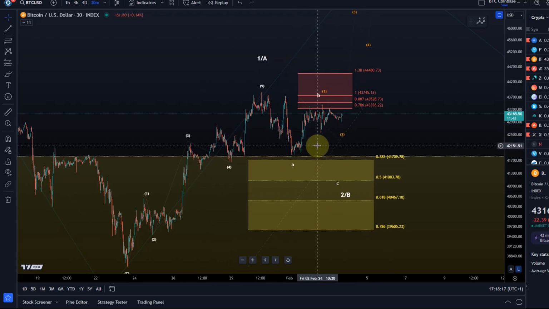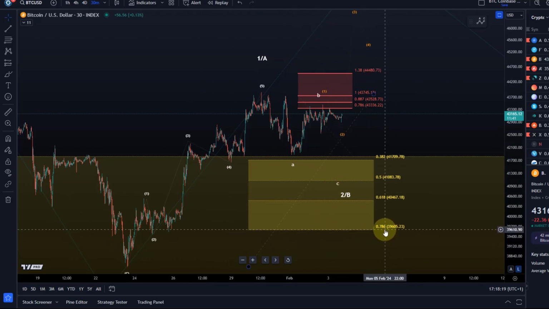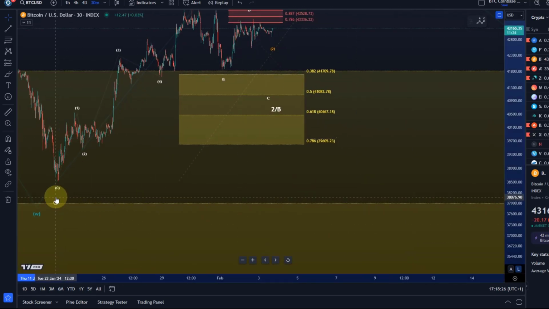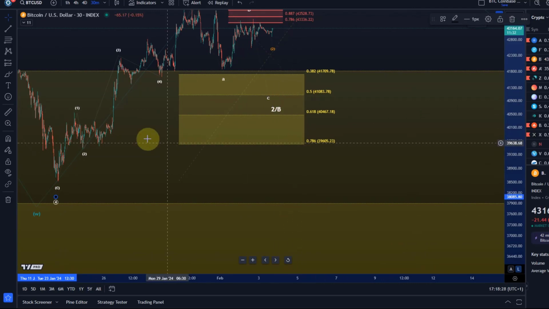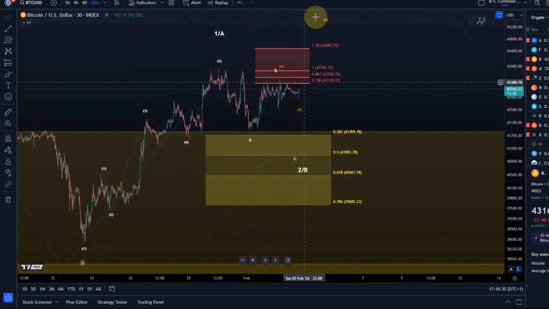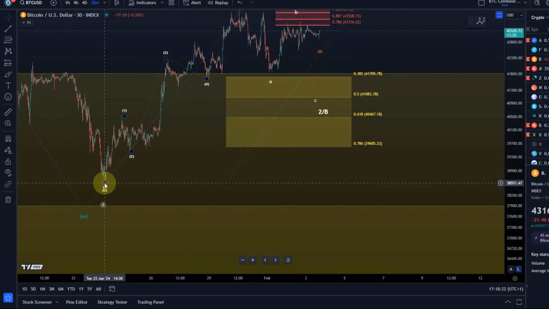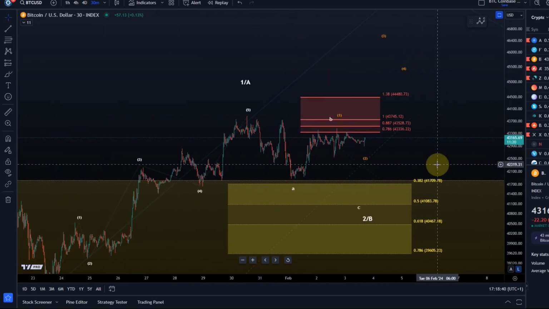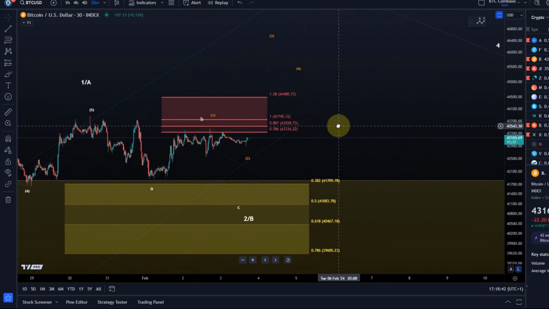Now here, support is very clear. A break below 39,605 likely leads to a reset of this larger degree fourth wave and leads to a failure of the setup, whereas the invalidation point of this long trade setup is down here at the swing low from the 23rd of January, which is at $38,515.